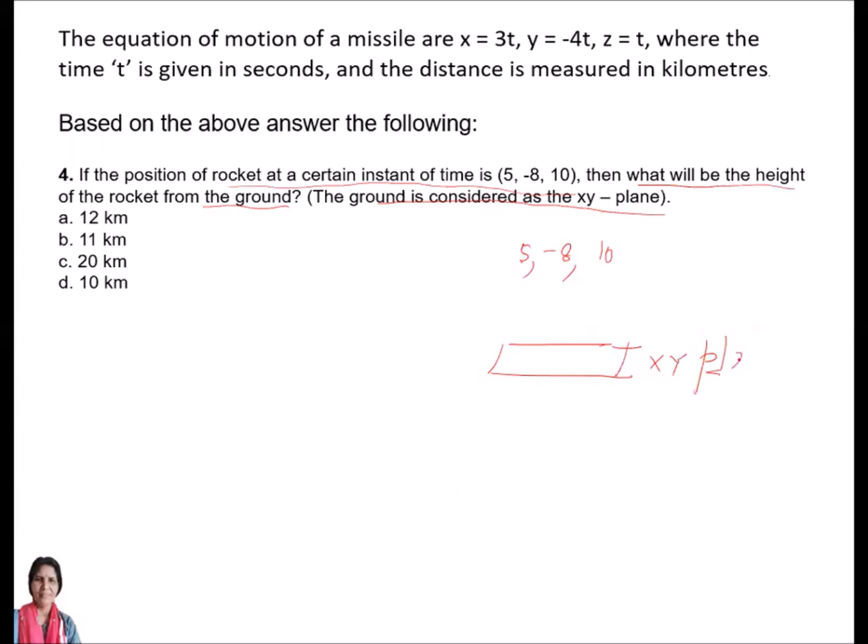So what is the height of this point? It will be nothing but your 10 kilometers, because in the XY plane the 5, 8 coordinates will remain the same. Only 10 is the difference. So square root of (10 minus 0) whole square is equal to 10 kilometers. So D is the answer. In the XY plane, you only consider the Z coordinate.